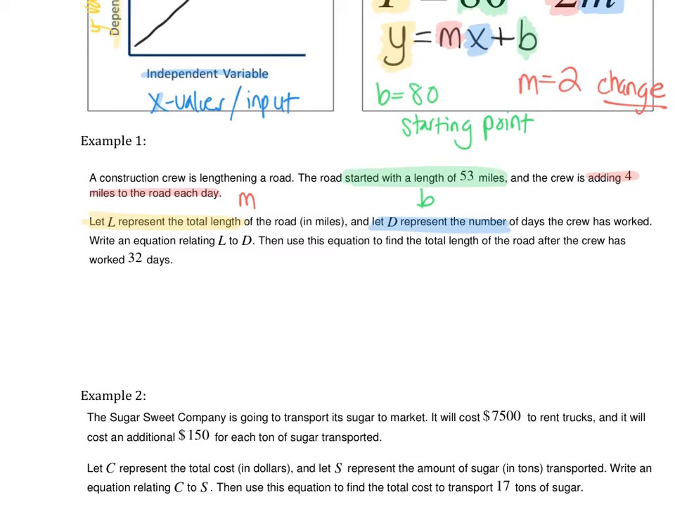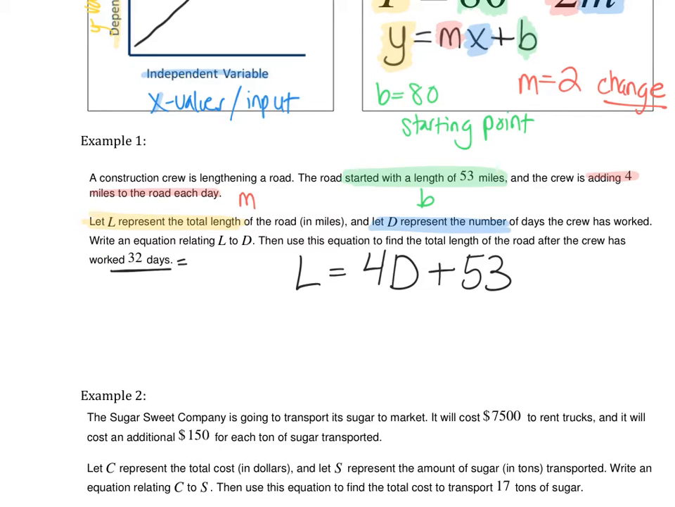So we say L equals, the slope is 4 days, D for days, plus an additional 53, which is our b. And it's in y equals mx plus b form, but it uses different letters here. So we wrote our equation, and then the last thing they want us to do is find the total length of the road after the crew has worked 32 days.